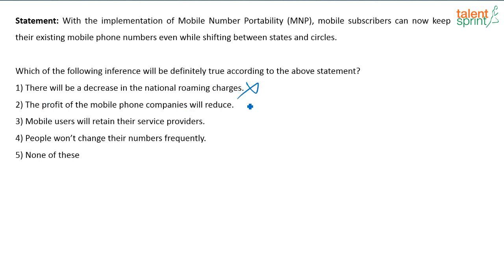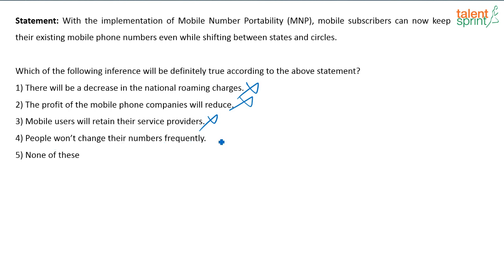The profit of mobile phone companies will reduce. Again, nothing about mobile phone companies making profit or making loss due to this mobile number portability is given in the statement. Nothing like that is mentioned, so that is also not a correct inference. Mobile users will retain their service providers. Again, there is nothing about service providers being mentioned here, right? So again, that is also not a valid inference.